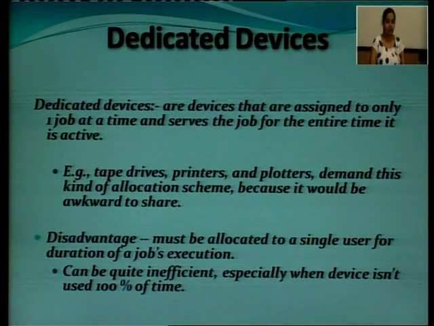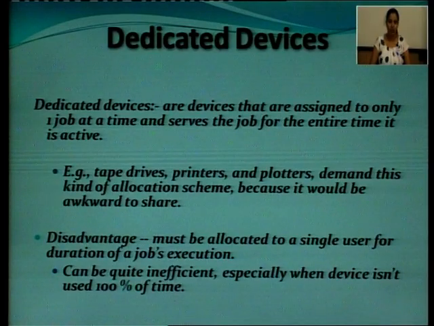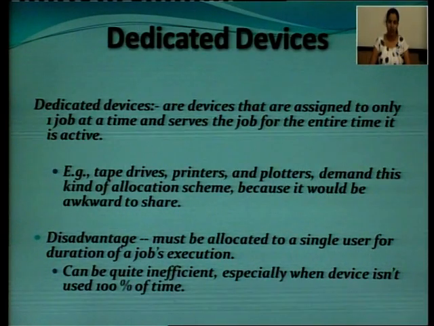In that duration, the device is busy and the efficiency of that device will be decreased, and it can be quite inefficient, especially when the device is not used 100% of the time. Means the device is not utilized fully during the execution, but it is busy or acquired by one process and will be used only for some period, not for 100% of the time.